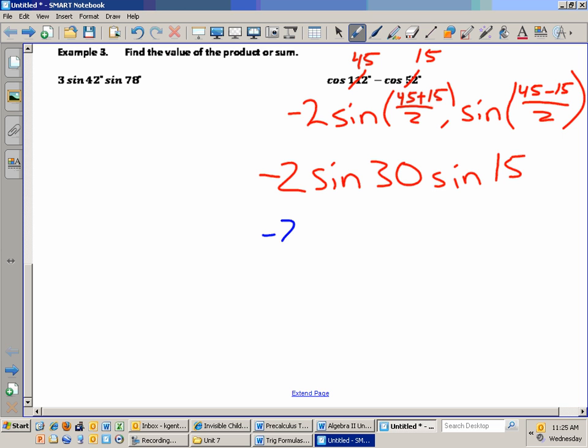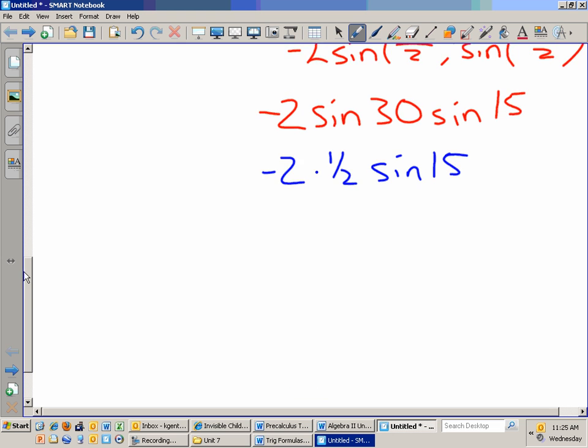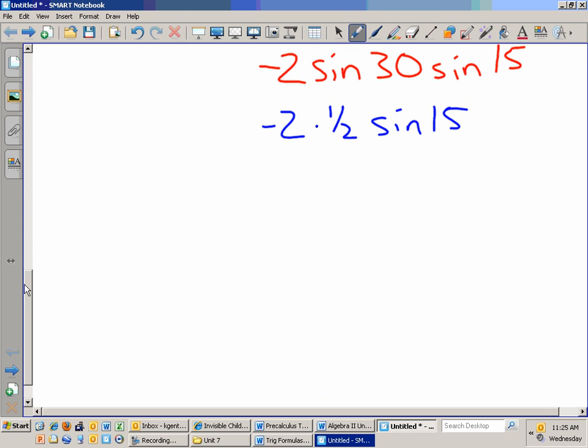Just as we work it out, negative 2 times, what is the sine of 30? 1/2 times the sine of 15. What's negative 2 times 1/2? Yes. Yep. We're just going to leave it. But I'll tell you guys that they won't ask you to go as far in the book, but we'll do it today for you. No, it really doesn't take any work. Watch. Negative 2 times 1/2 is what? Negative 1 sine of 15.